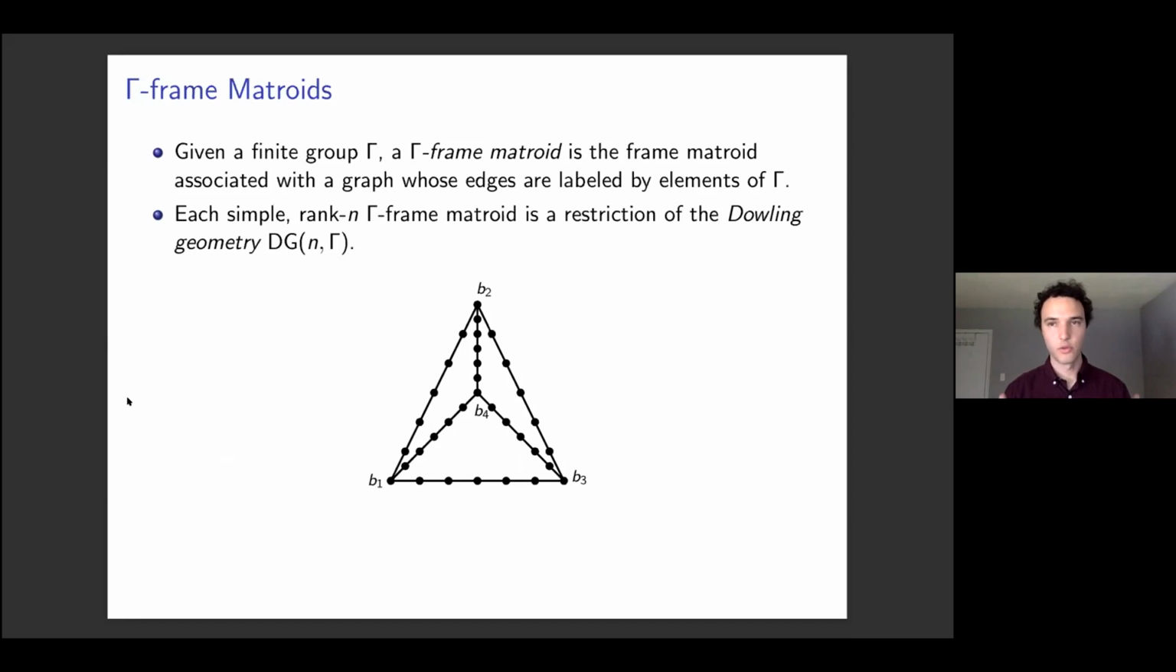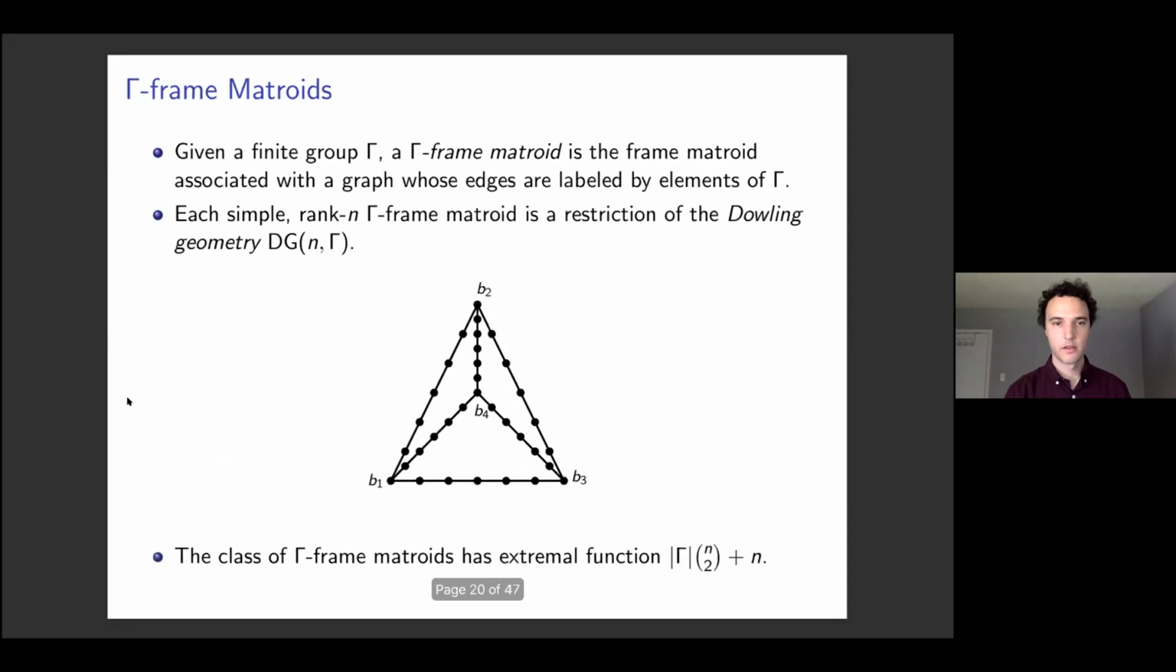Right, we can compute the extremal function for this class by just counting the number of elements of these Dowling geometries. Okay, so the class of gamma frame matroids has extremal function given by the size of gamma times n choose 2 plus n. And that's just because this matroid has a basis of size n, and for each of the n choose 2 pairs of basis elements, the number of other elements that we get is equal to the size of gamma.